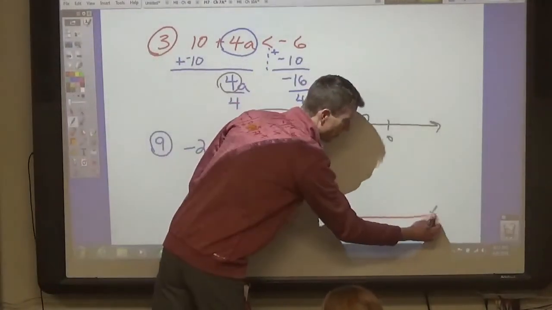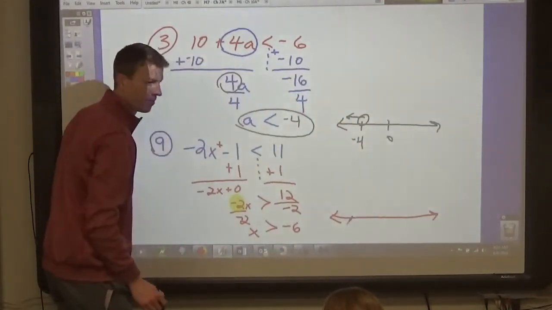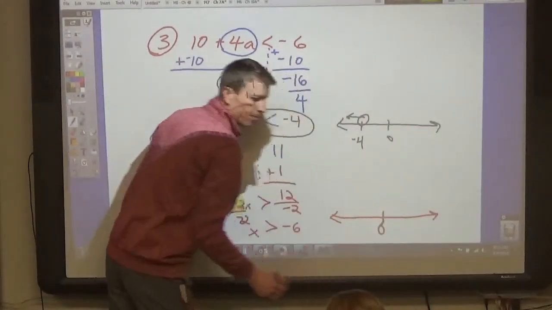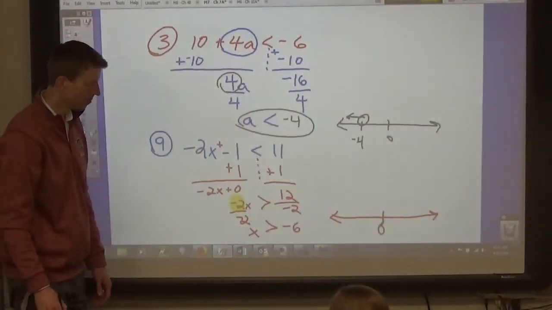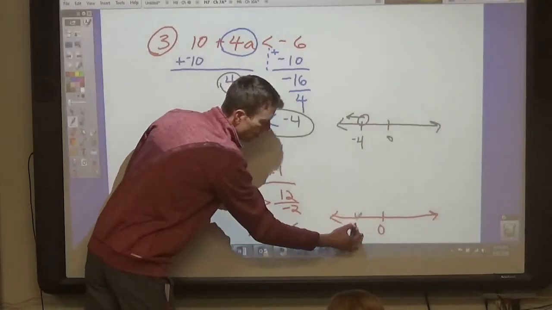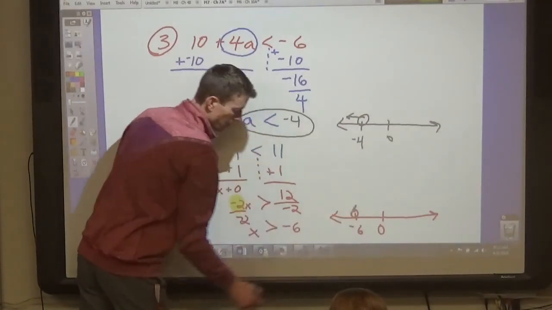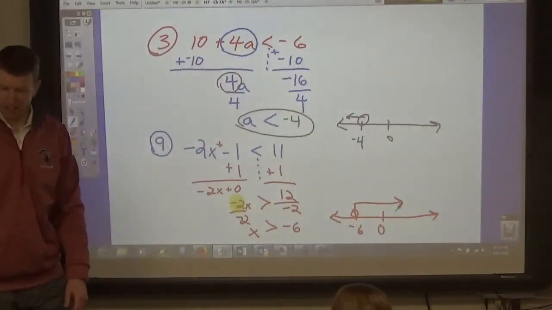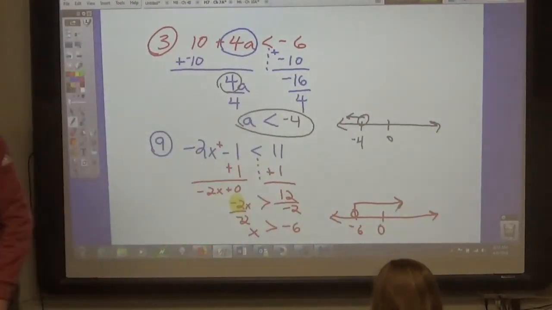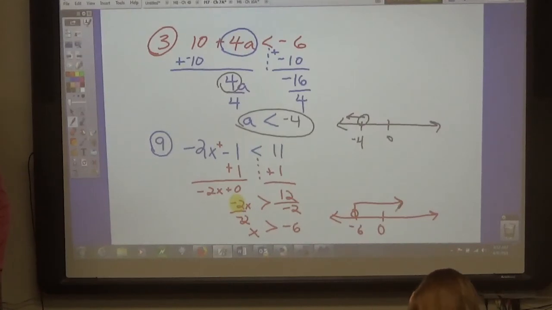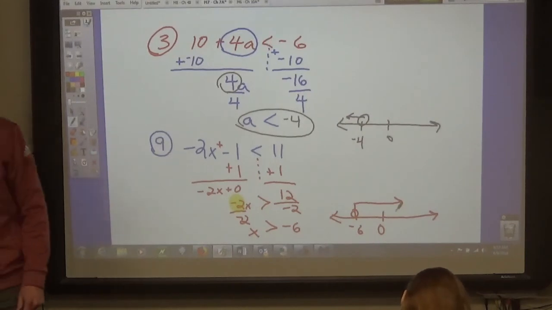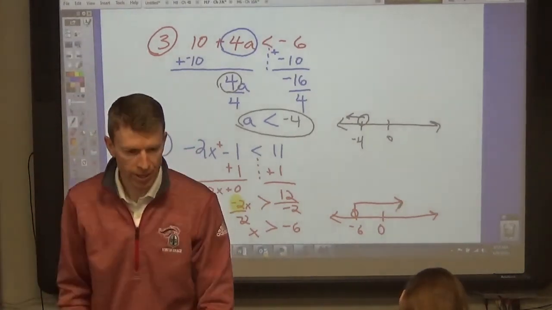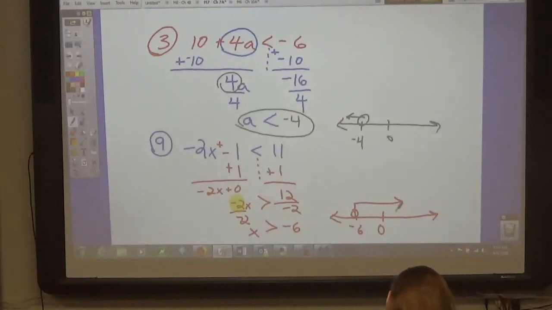Graph it. Andrew? Open dot for negative 6. Very good. You guys got this. Okay? So do 1 through 14. Or sorry, 3 through 14. 3 through 14.